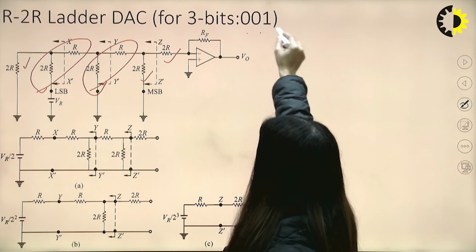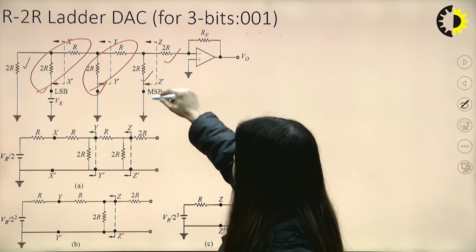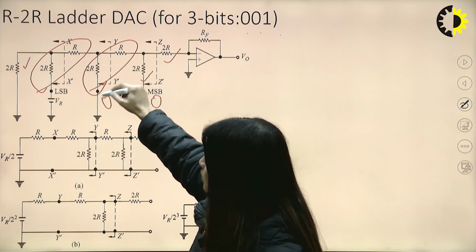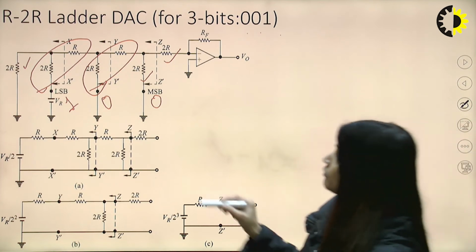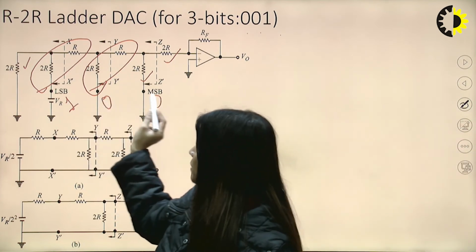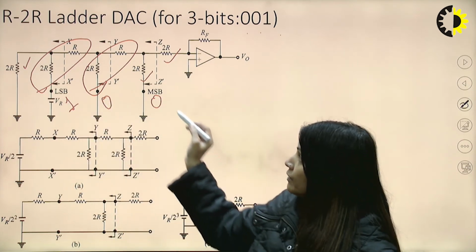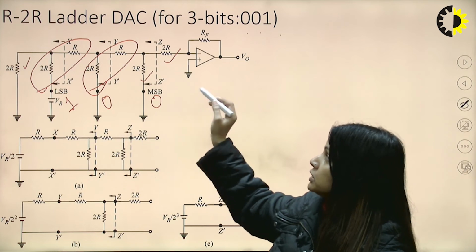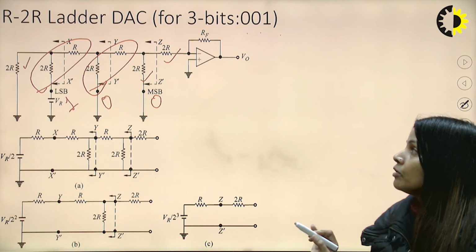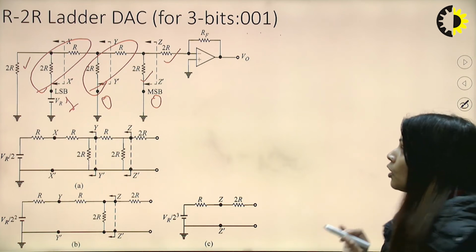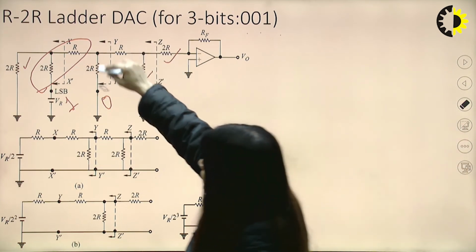Say 0, 0, 1. So see, MSB is here. So that is 0, that is 0 and it is 1. Right? So 0, 0, 1: the MSB is 0, then 0, and then the LSB. So here we have made the circuit for this 3-bit DAC. Input voltage switches have been already connected. Now how to calculate the values? Let us see.